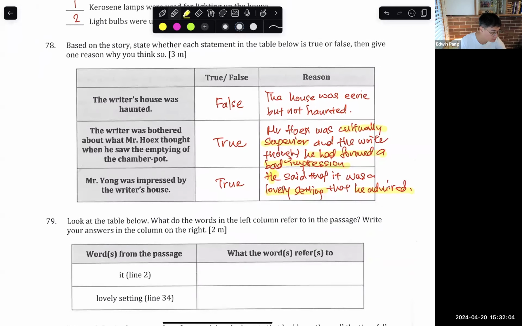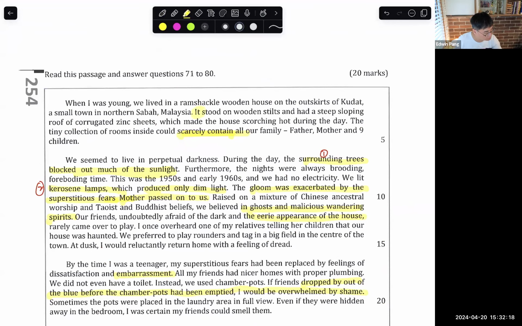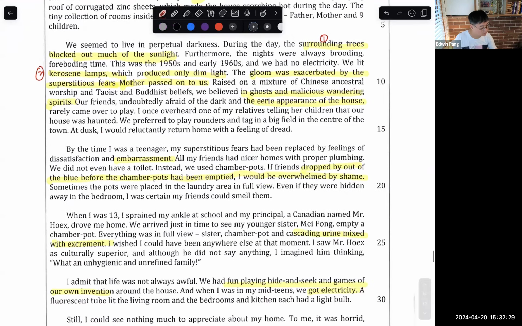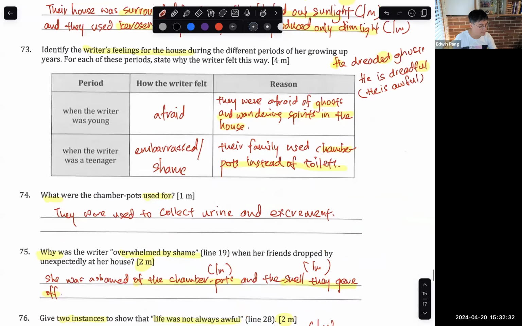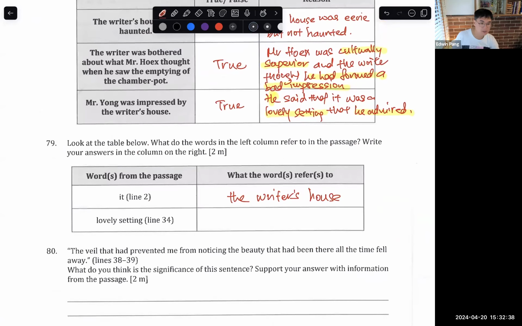Okay, then next one, the referent. It refers to the writer's house. Okay, again, I'm going to spin over to line 2. It stood on wooden stilts. It refers to the ramshackle wooden house on the outskirts of Malacca. So as long as you write it refers to the writer's house, right? That's good enough. And lovely setting here refers to the surroundings with trees forming the backdrop. Again, I copy this from the passage.